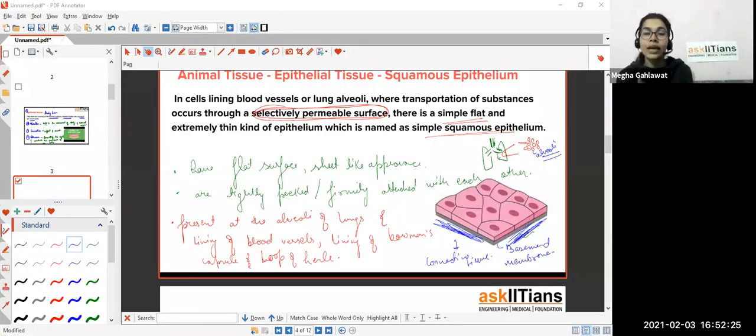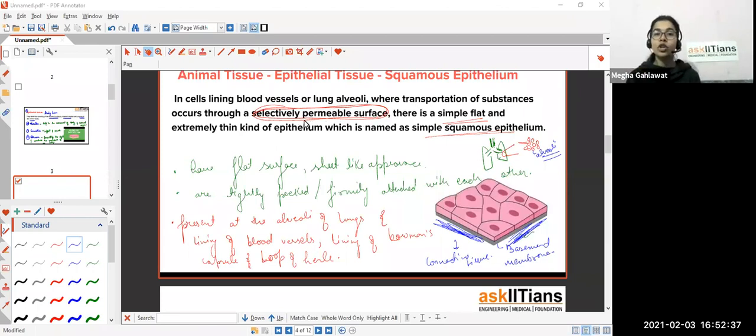And back to the topic. The next thing that we have is the Bowman's capsule and the loop of Henle. Bowman's capsule and loop of Henle are basically part of our excretory system or the urinary system. These are present in the kidney and they help in the filtration of the blood.